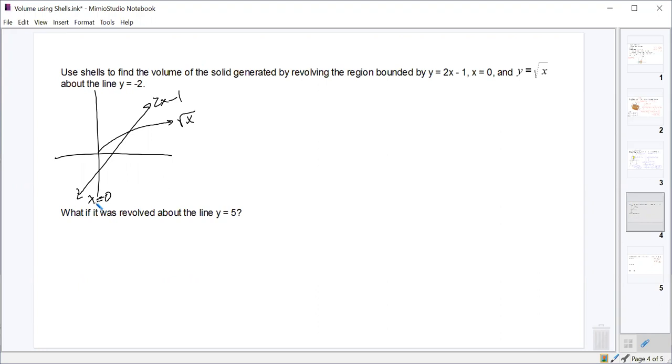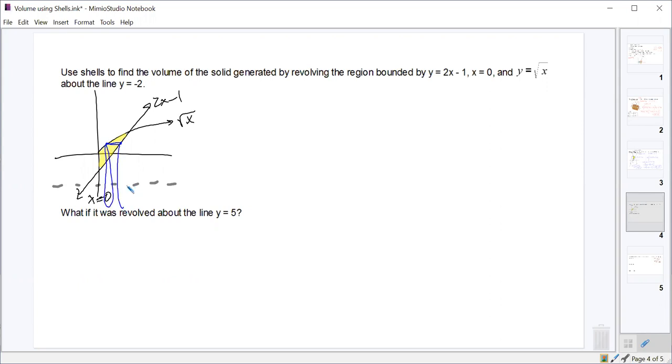So the region that we are looking at here is this one. And we're going to go around the line y equals -2. So when we sketch our rectangle, we need to sketch it parallel to that line.